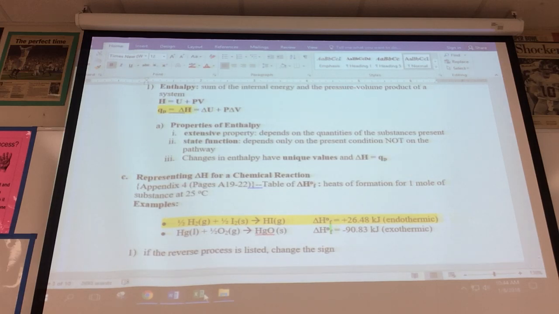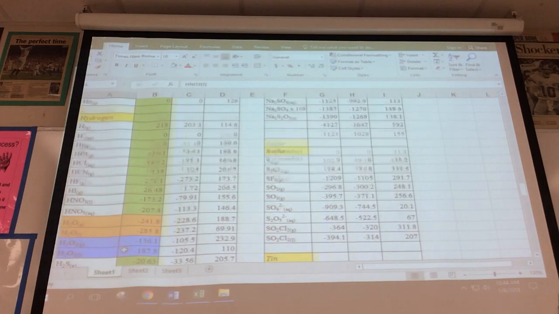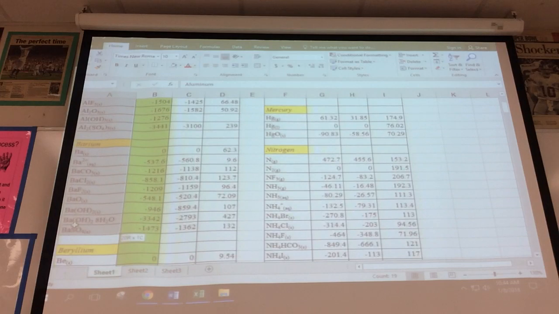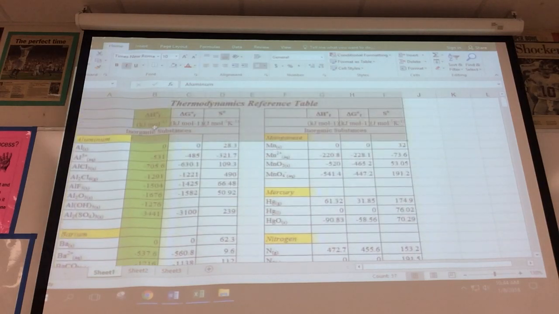We can look at a table of delta H's of formation, and there's more than that on this table. This table's a little bit in depth. Shown here are the substances by category, so all aluminum containing substances, all barium containing substances, etc. This first column here is the change in enthalpy under standard conditions forming 1 mole of substance. So to form 1 mole of aluminum under standard conditions, the delta H of formation is 0.